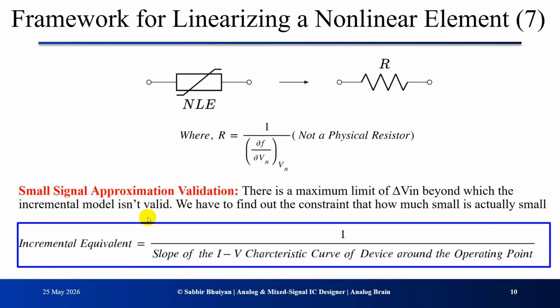Okay, so now we have to memorize this. Incremental equivalent: we got our incremental equivalent as 1 over the slope of this function, which is ∂I by ∂vn. So this is the 1 over slope of the IV characteristics curve of that nonlinear element around the operating point. Your DC operating point, you can run a DC analysis on Cadence or on your favorite simulator, any simulator. Or you can do some hand calculation also to find that operating point. So now let us apply the framework to ideal sources.